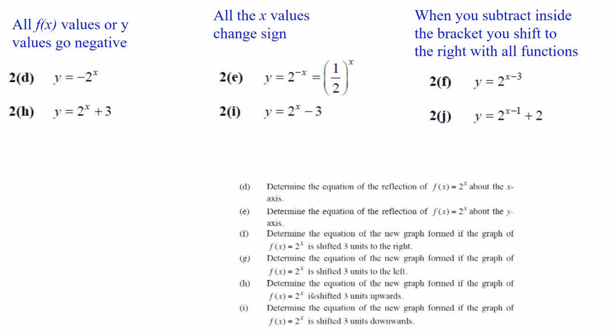And let's try H. Determine the equation of the new graph formed if it's going 3 units upward. Well, you just add 3. What about 3 units downwards? Well, then you just subtract 3.